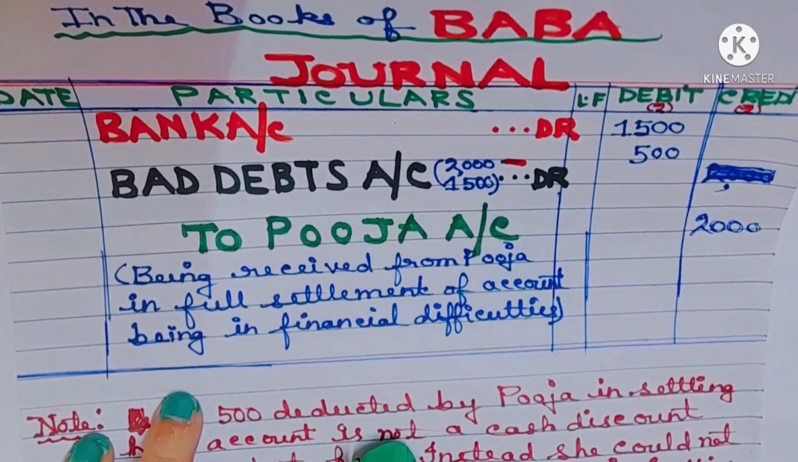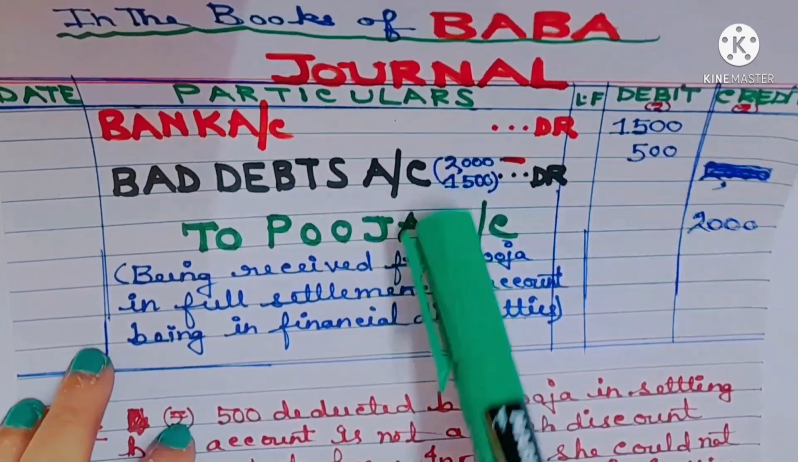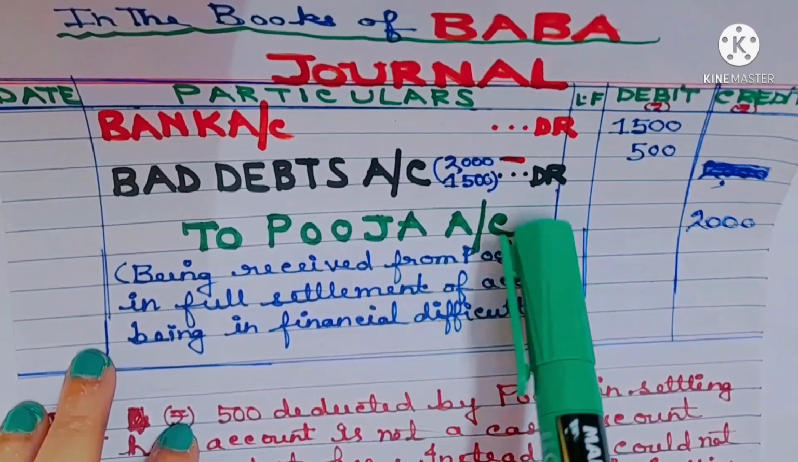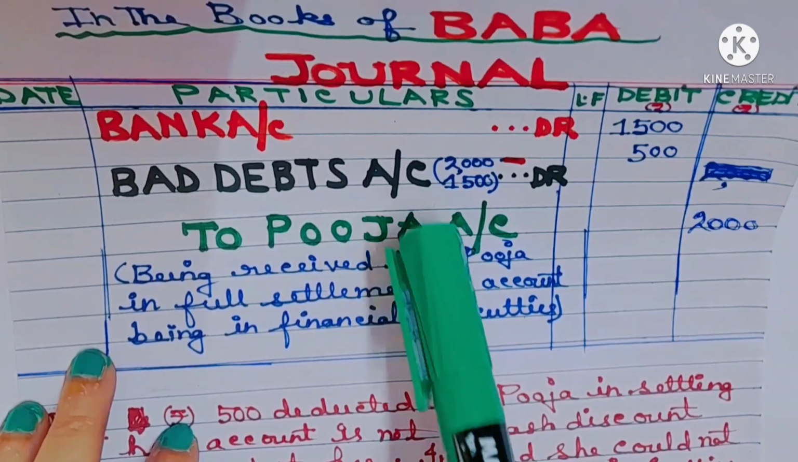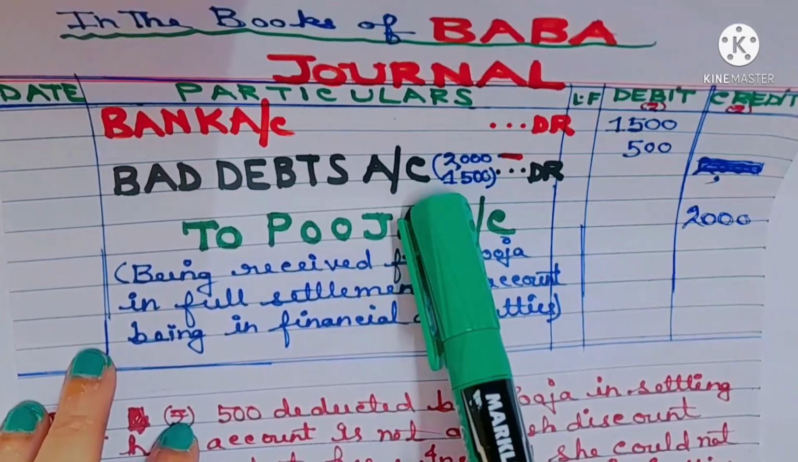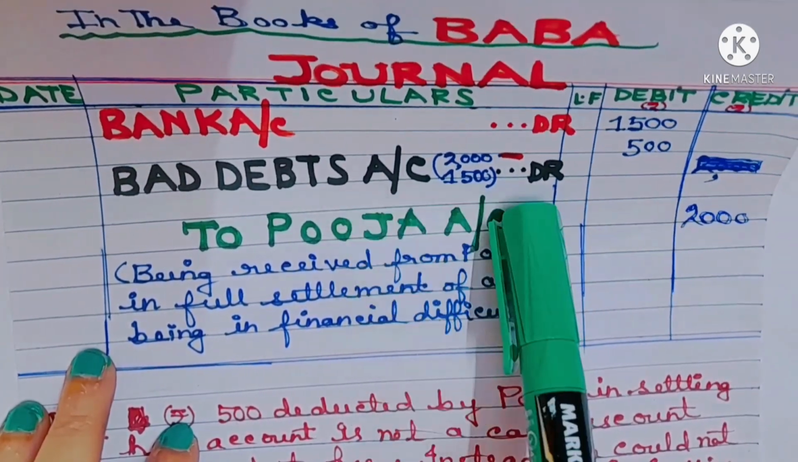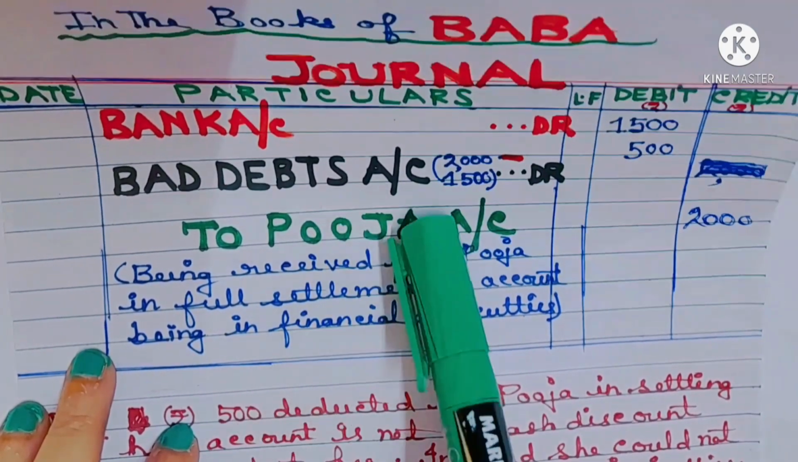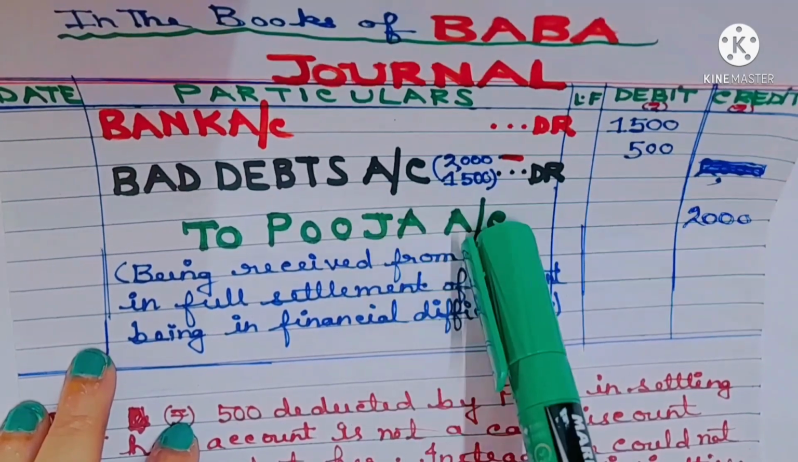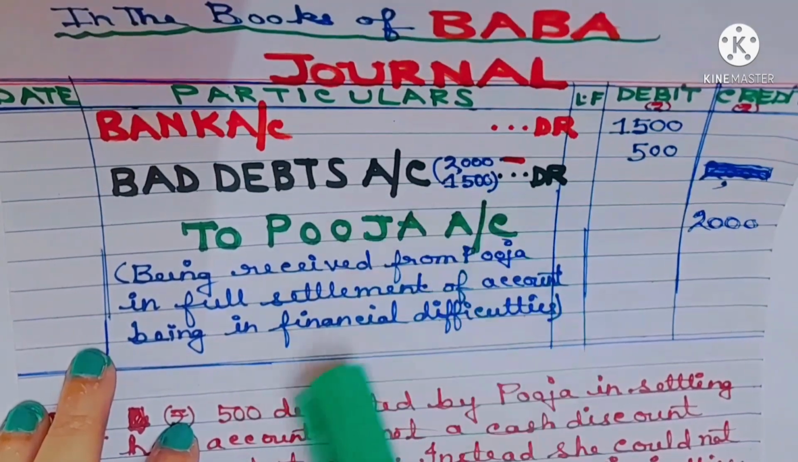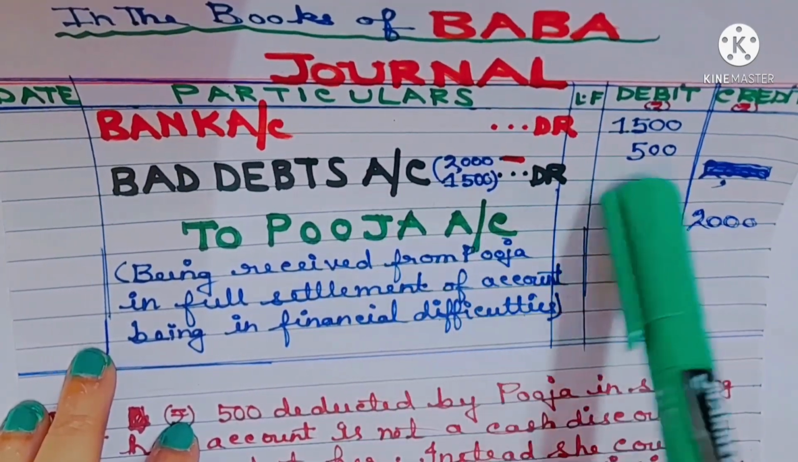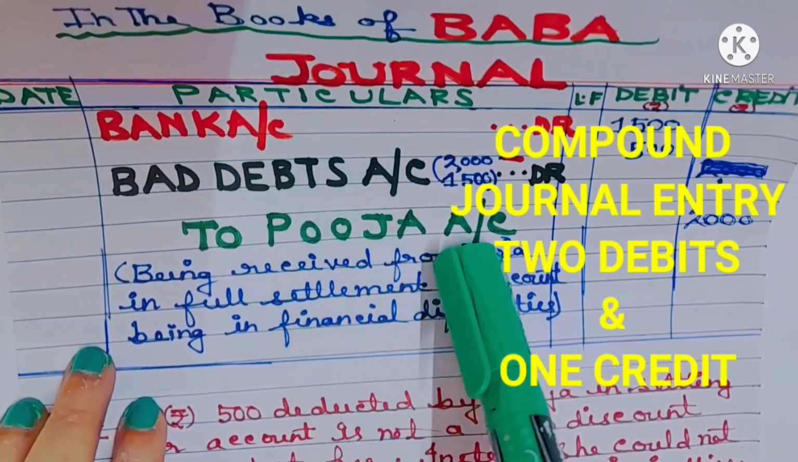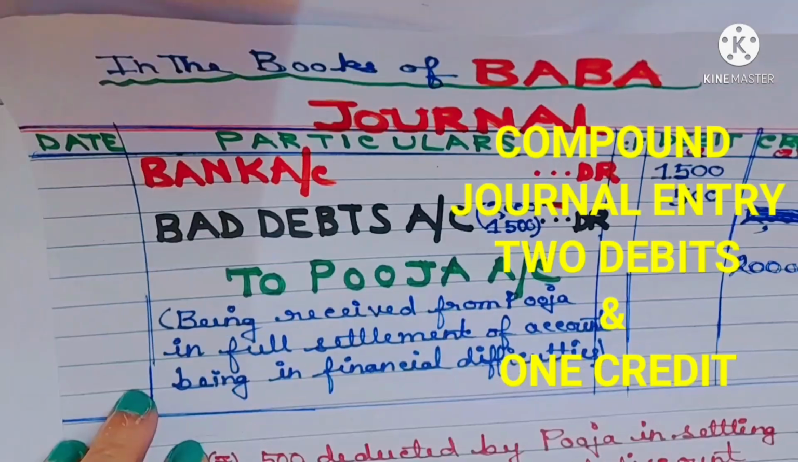Okay? Bad debts account comes under nominal account. According to nominal account, all losses and expenses debit. So bad debts is a loss. When do bad debts occur? Bad debt does not occur in a cash transaction, but bad debts occur in a credit transaction. The amount which could not be paid is a loss for the business. So bad debts account will be debited by rupees 500. But this is a compound journal entry. 2 debits and 1 credit.